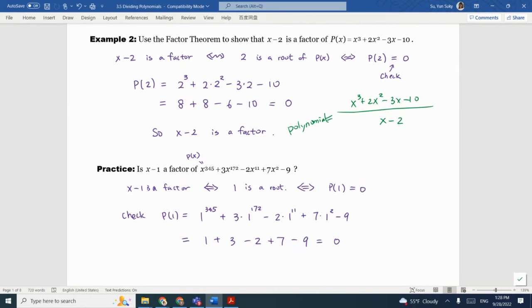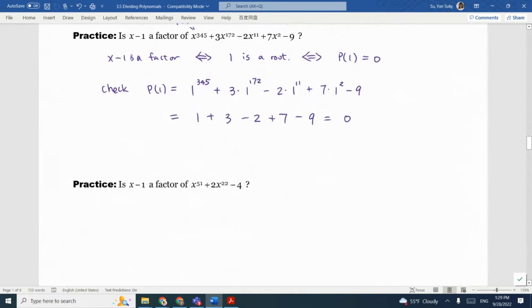But imagine here, 345. Do you want to do the division? No way. Okay? Right, everybody? If you do the long division, oh my god, it's 345. That's a big one. It's a very long process. So that's why in this case, using the factor theorem is faster. Okay, everybody? All right. How about this one?